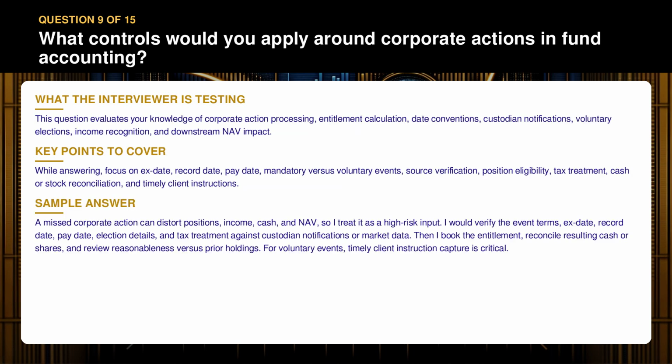A missed corporate action can distort positions, income, cash, and NAV, so I treat it as a high-risk input. I would verify the event terms, X date, record date, pay date, election details, and tax treatment against custodian notifications or market data. Then I book the entitlement, reconcile resulting cash or shares, and review reasonableness versus prior holdings. For voluntary events, timely client instruction capture is critical.